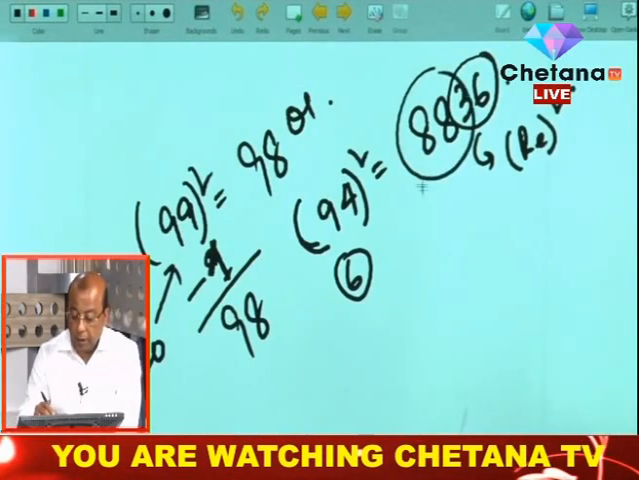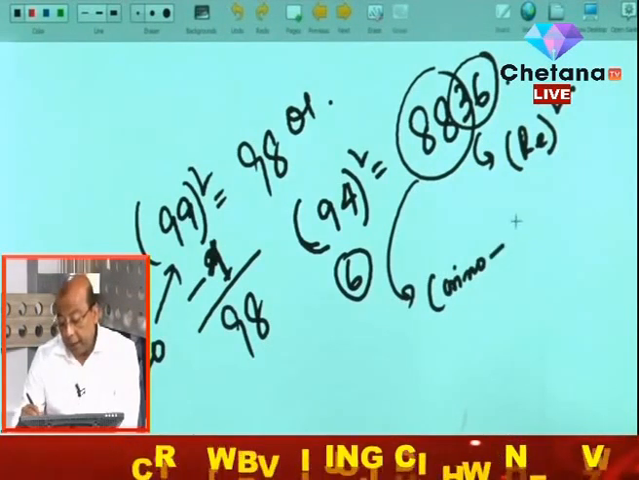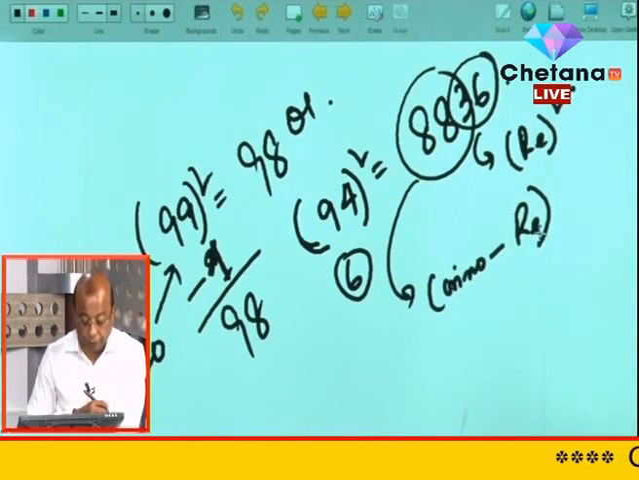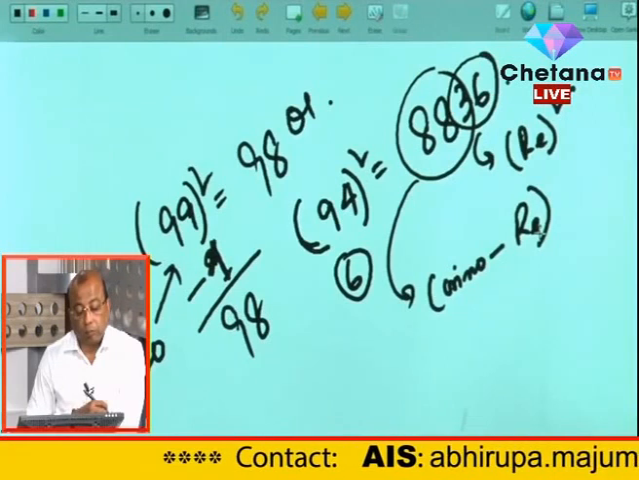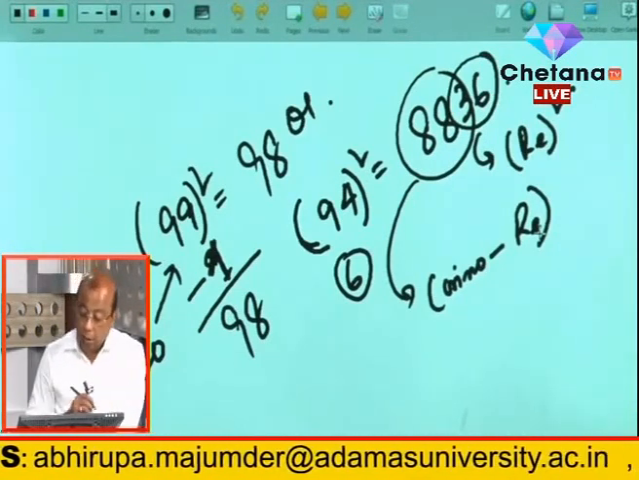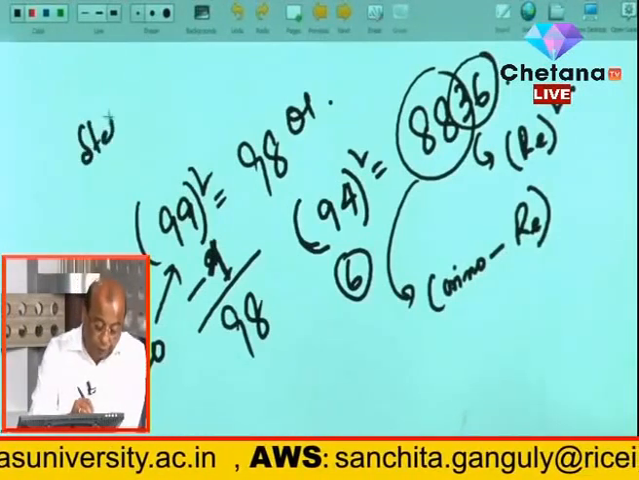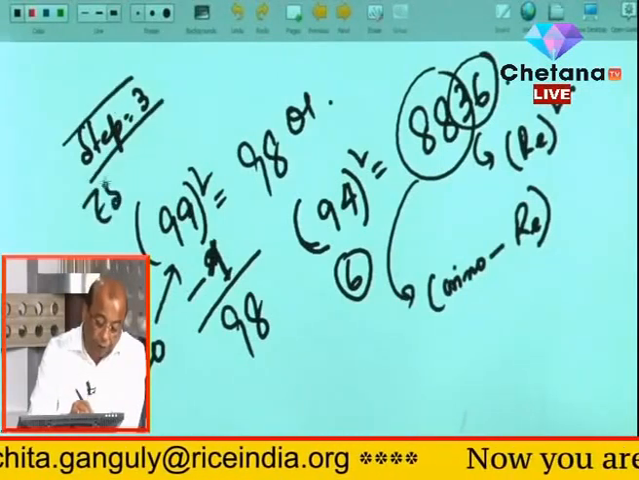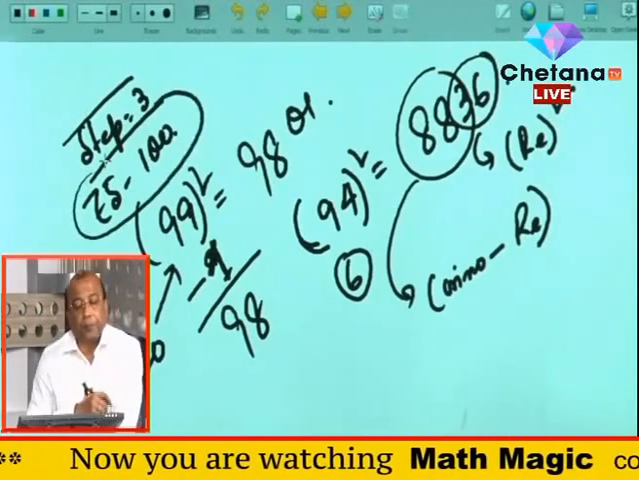So this part is reduction whole square, and this part is original number minus reduction. That is step 3. We can solve the squares of numbers with the help of step 3. The range is 75 to 100.